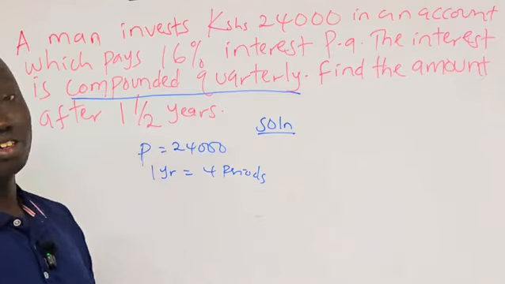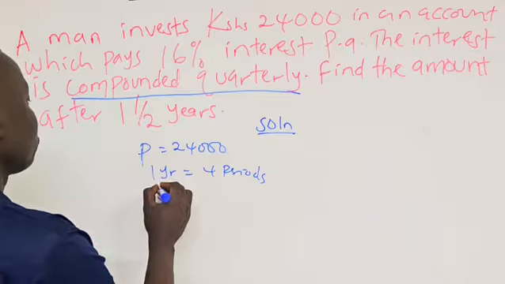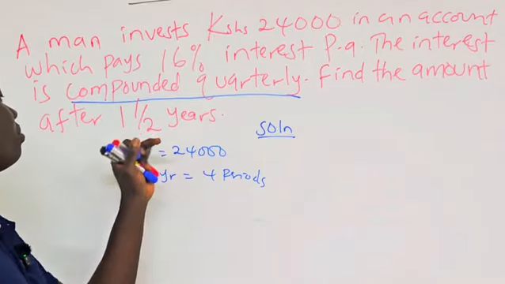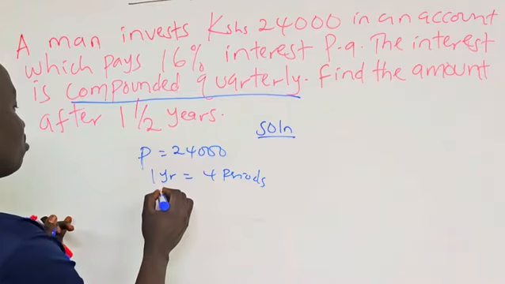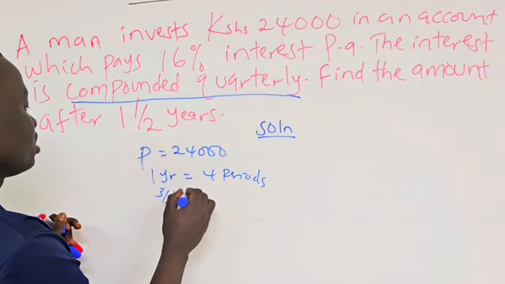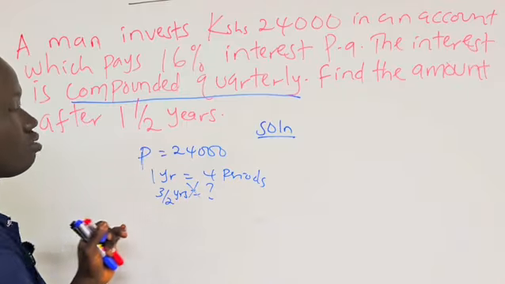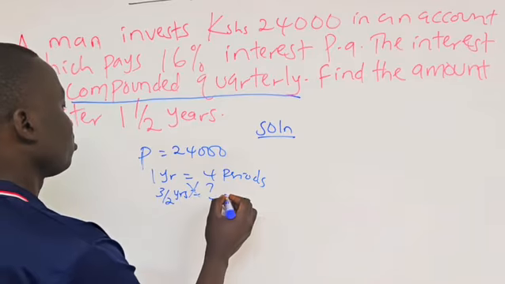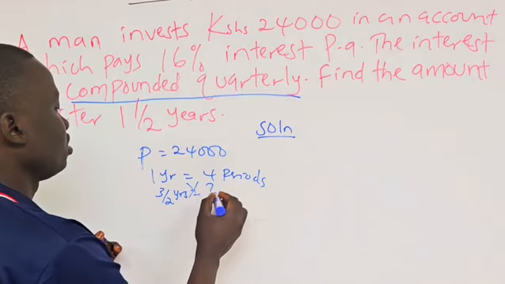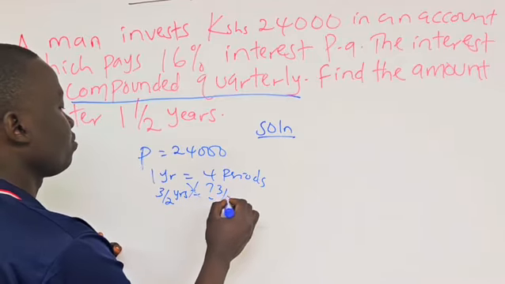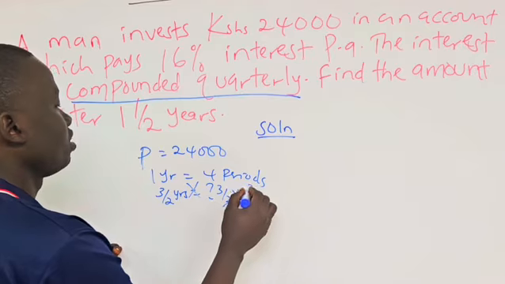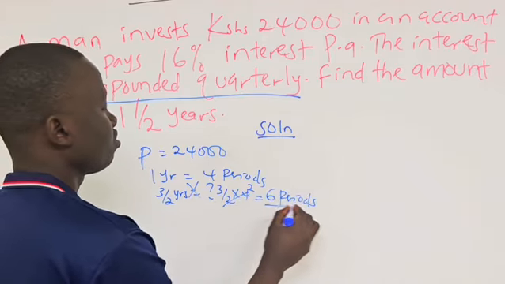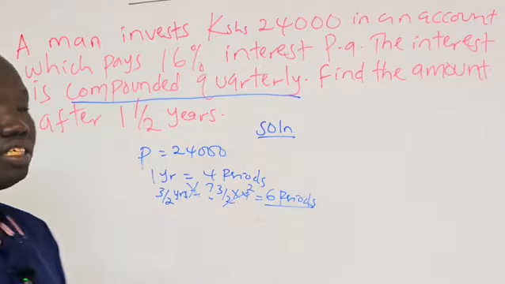Don't let yourself be confused by this one, dear student. What about 1.5 years? This is a mixed fraction. As an improper fraction, we are going to have 3 out of 2 years. We multiply this by 4, so 3 out of 2 multiplied by 4, and we are going to have 6 periods. So the total number of periods is 6.